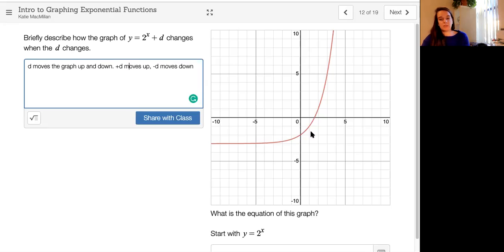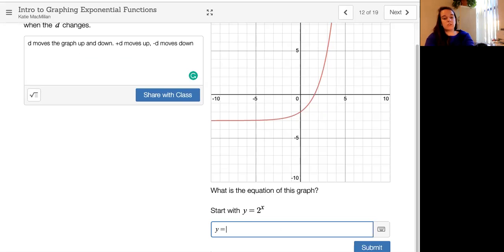One thing to mention with this graph, I'm seeing some solid answers here. We're going to start with y equals 2 to the power of x. Right? That's what it tells me to start with here. And then it says, what's the equation of this graph? So I know that when I have just 2 to the power of x, that's just going to be at 0, and it's going to move up this direction. So I see that the shape is correct. How could I move it down in order to have the asymptote not at 0, but down here? What number is that at?